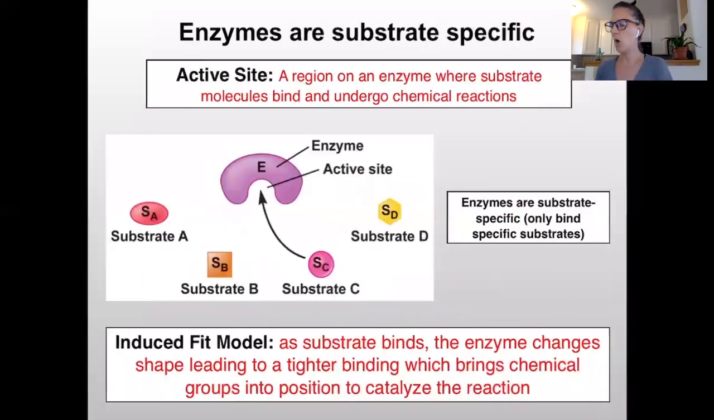So enzymes, again, are proteins, and their three-dimensional shape allows them to be substrate specific, all right? A substrate is something that binds to the enzyme, something that the enzyme is going to do work on. Because of that three-dimensional shape that's super important, which we learned about in all those primary, secondary, tertiary, quaternary folds of a protein, enzymes all have what are called active sites. And an active site is a region on an enzyme where a substrate molecule binds and therefore can undergo some chemical reaction, right?